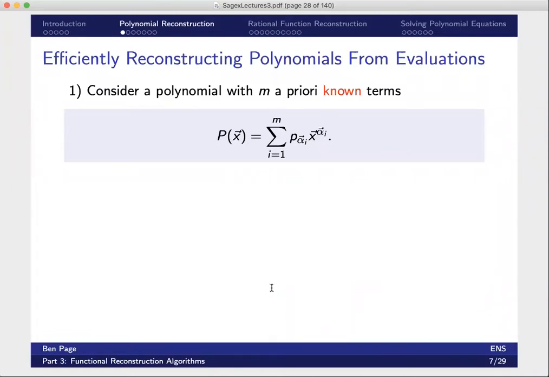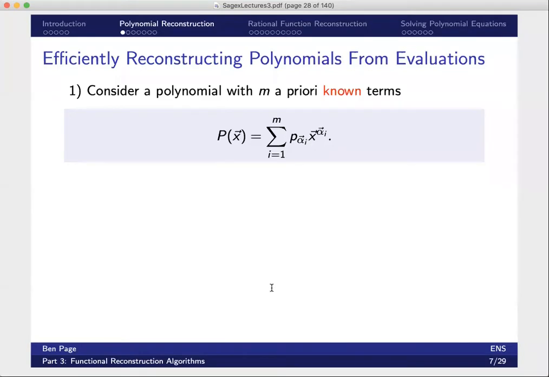What we're going to discuss next is polynomial reconstruction. So we're going to go for polynomials first because we have to learn to walk before we can run. And these techniques will then feed into our rational function reconstruction problem.